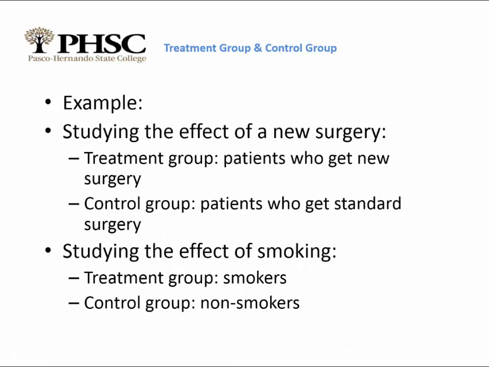So here's an example. Studying the effect of a new surgery: the treatment group are the patients who get the new surgery, and the control group are the patients who get standard surgery. Studying the effect of smoking: the treatment group will be the smokers and the control group will be the non-smokers.